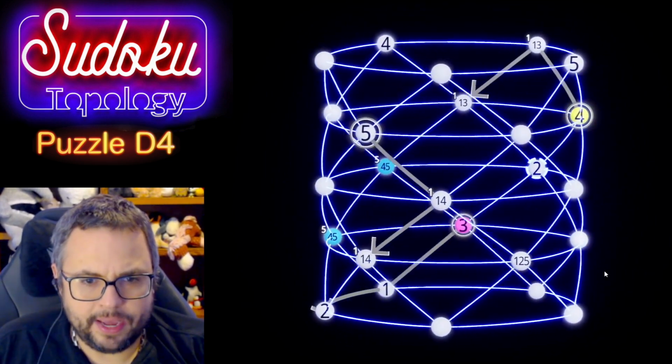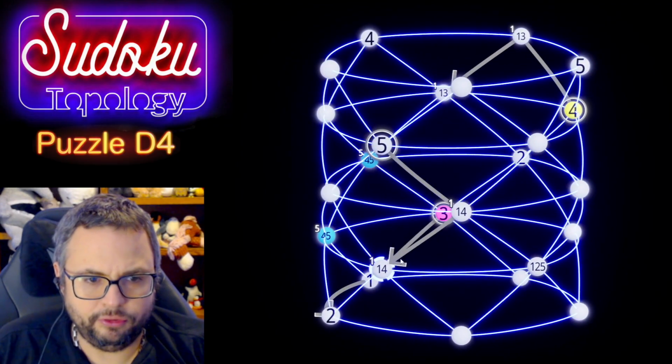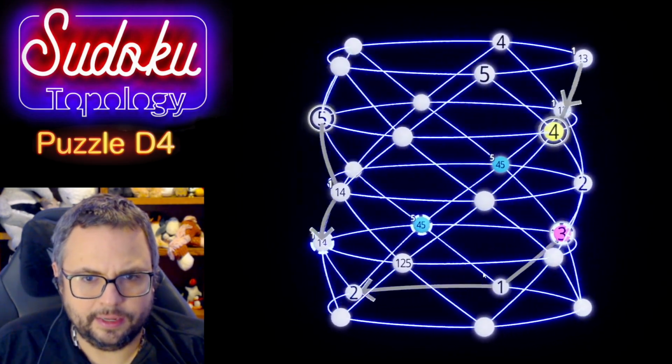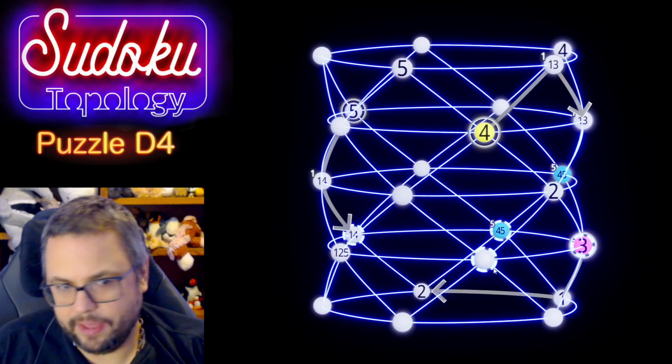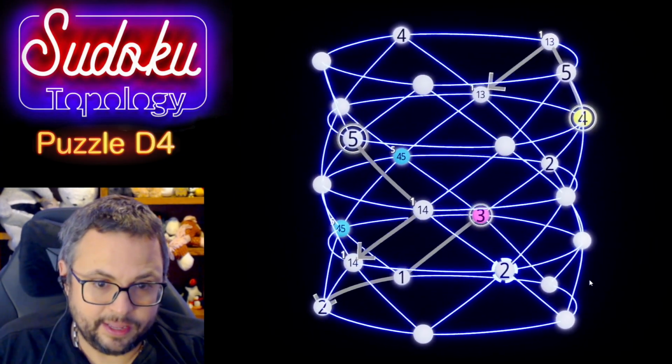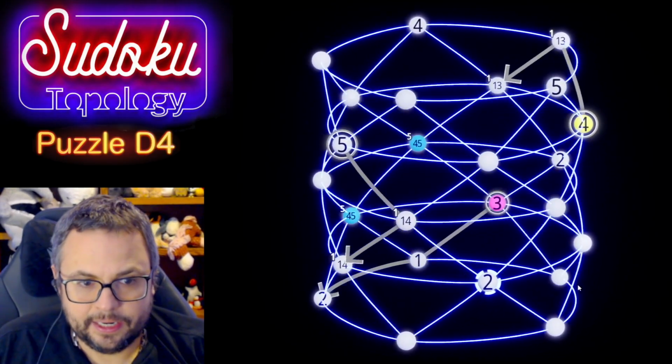So now I think 2 is placed on row 2 of the layer cake, because none of these can be 2, and that one can't be 2 either because of that 2. So this is now just the 2 for this layer of the cake.